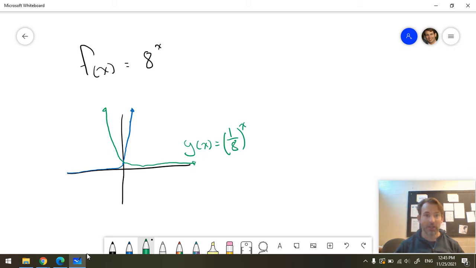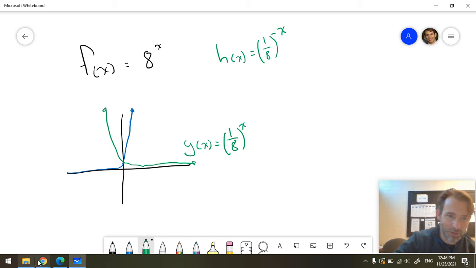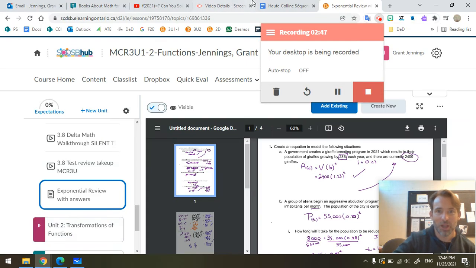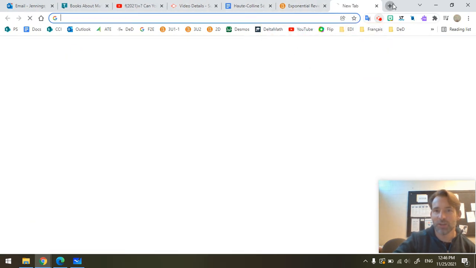But if I just reflect that in the y-axis, how do I do that with a negative k? Then I could have a new f of x, which we can call h of x. It's equal to 1 over 8 to the negative x. And that is the same function as this. It's exactly the same. Want me to prove it to you? Okay, let's go to Desmos and we'll prove it to ourselves.